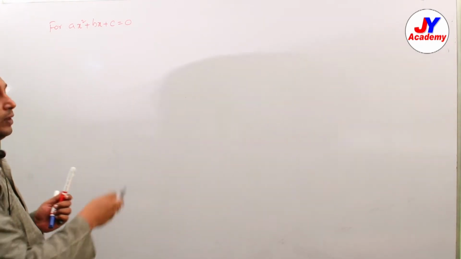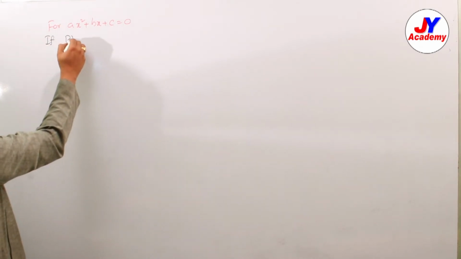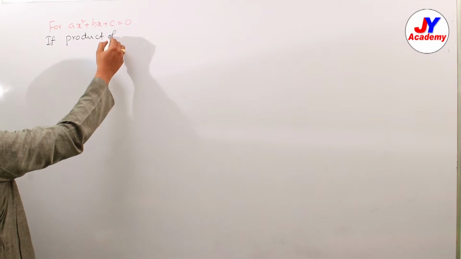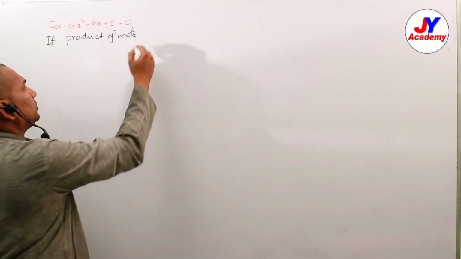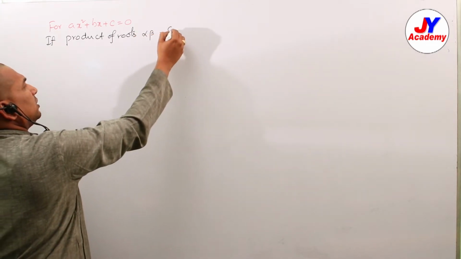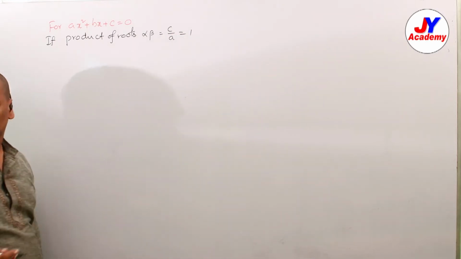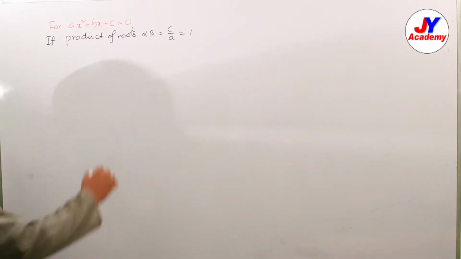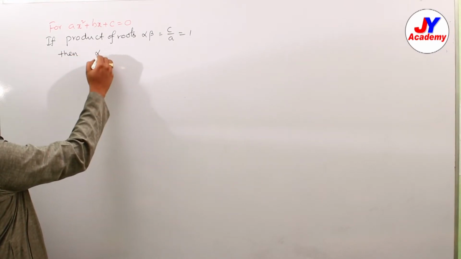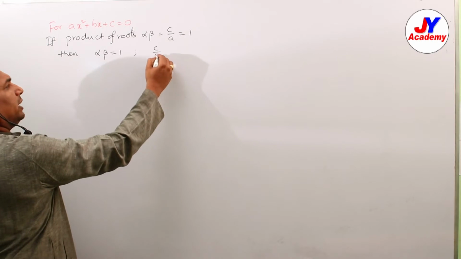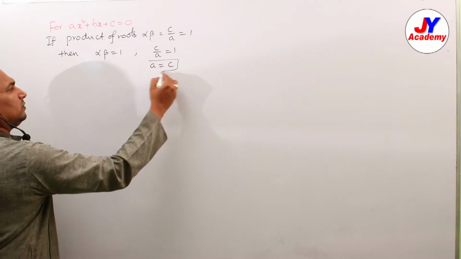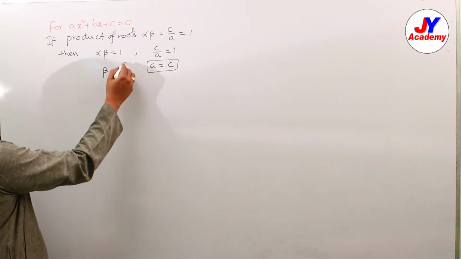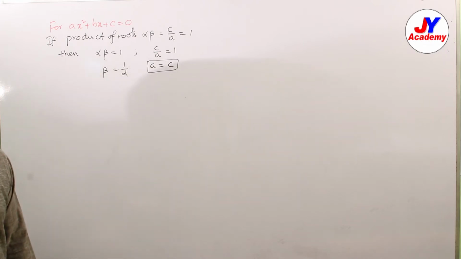For ax square plus bx plus c equal to 0, if the product of roots alpha beta is equal to c by a is equal to 1, then alpha beta equal to 1 as well as c by a equal to 1. So a is equal to c. So beta is equal to 1 by alpha.